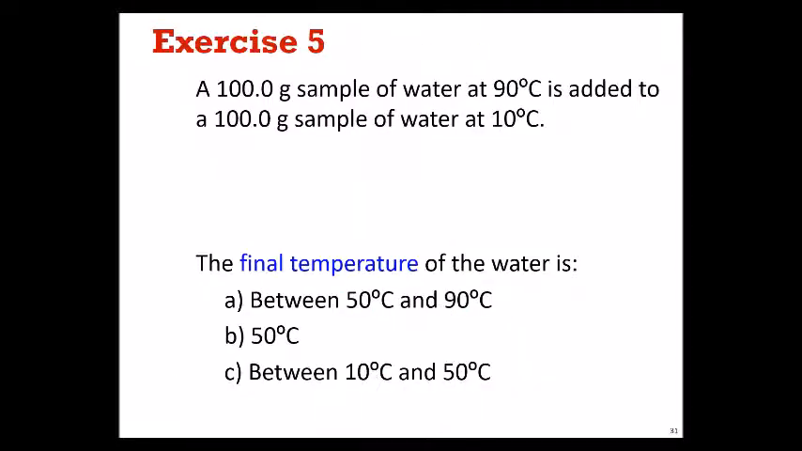Like this one. We're taking a 100 gram sample of water at 90. And so we basically have two cups of water here. We have one that's at 90, one that's at 10. They're both 100 grams, and we're dumping them together. What would be the final temperature?